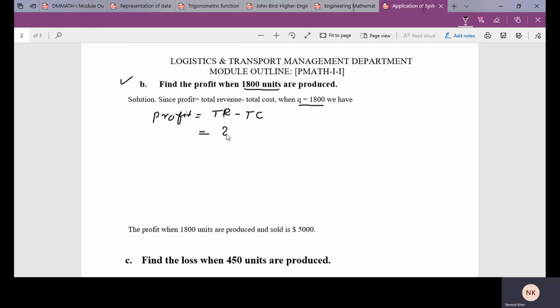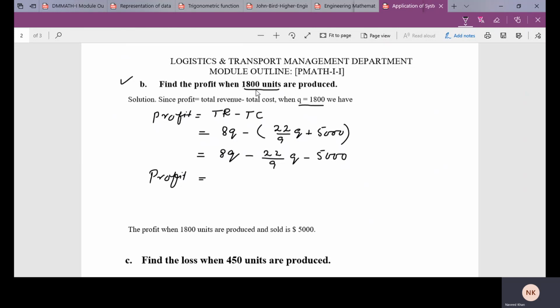So putting the values, total revenue we have is 8Q minus, and the total cost we have is 22 by 9 Q plus 5000. This is the formula for the total cost from our previous slide. Now just more simplification. 8Q, before the bracket we have a minus sign, so the sign inside the bracket will be changed: 22 by 9 Q and minus 5000.